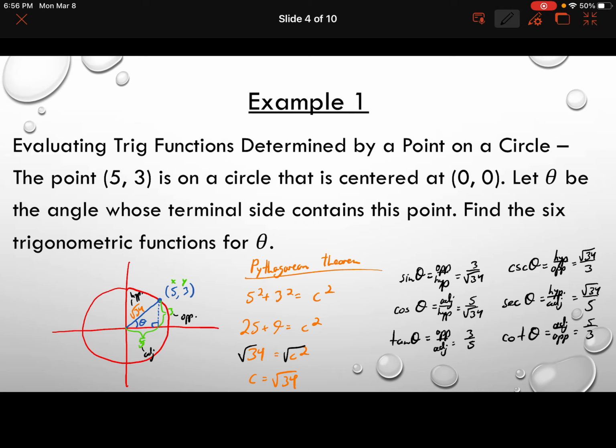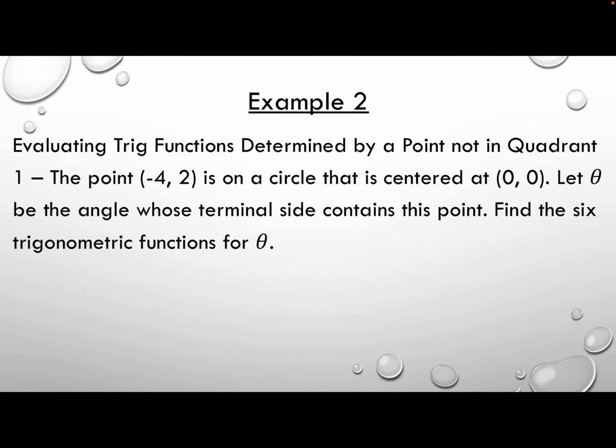All right. So now let's do another example where it's not in quadrant 1, because if you notice with this one, this point was in quadrant 1. So let's see what happens to our next point. So example 2. The point -4, 2 is on a circle that is centered at 0, 0. Let theta be the angle whose terminal side contains this point. Find the 6 trigonometric functions for theta.